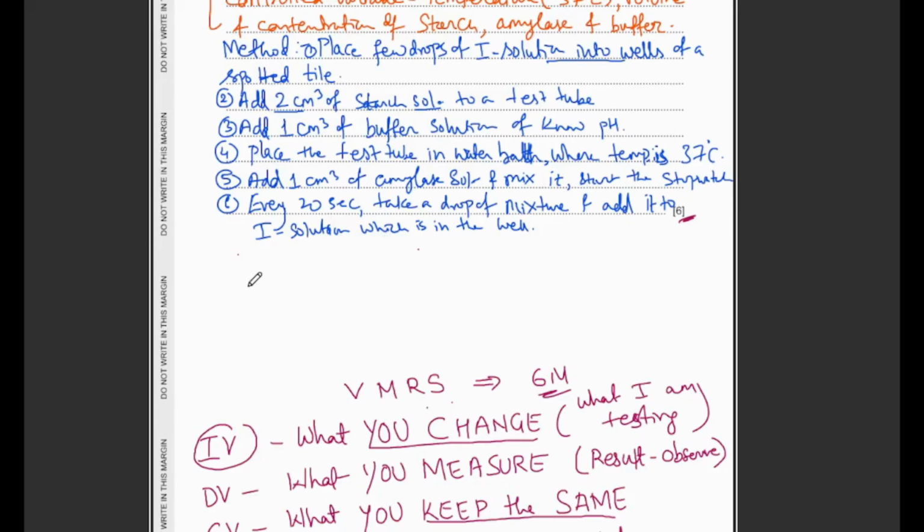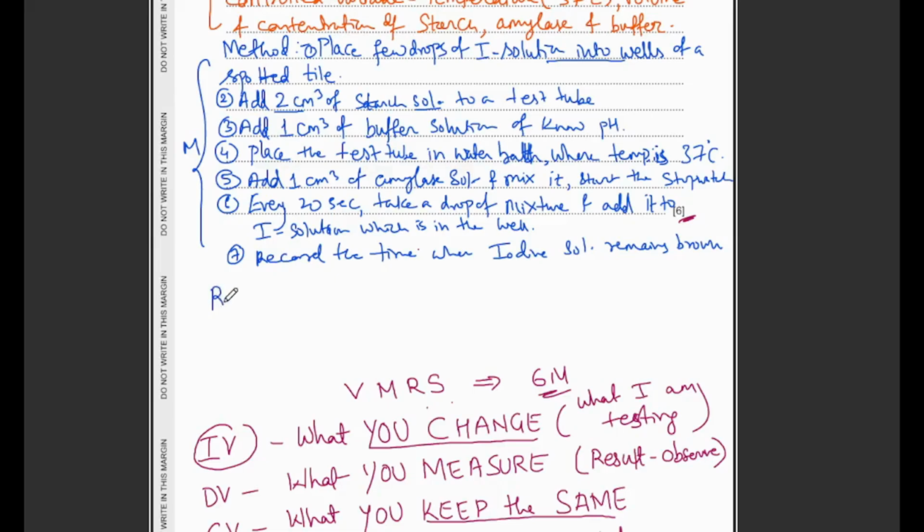After 20 seconds we are doing it, and then the 7th step is record the time when the iodine solution remains brown. Done. Now we have done with the method. M is already done. Now the leftover is reliability and safety.